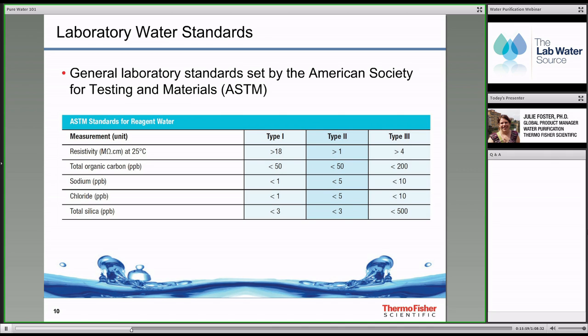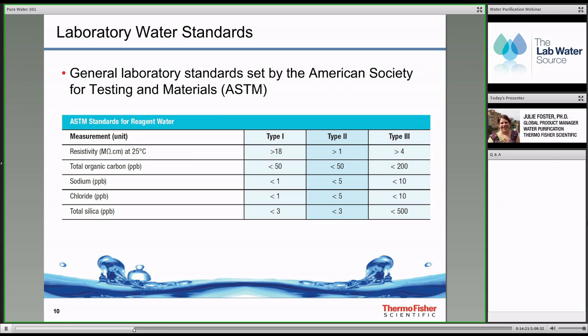So if you purchase an ASTM type 1 water system from any company in the world, you know that the water that comes out of that system has to meet this standard. So that gives you a little bit of security to know what quality of water you would get and that you can compare different companies' water.